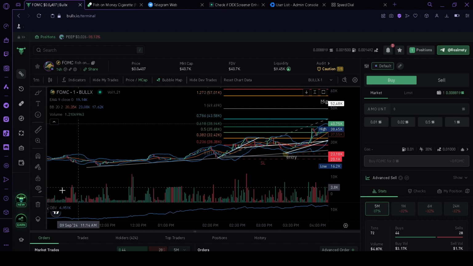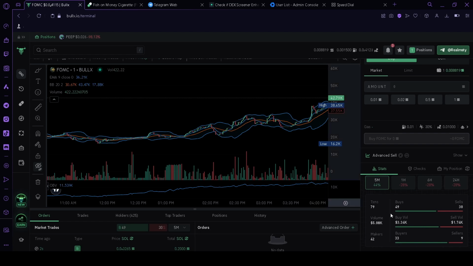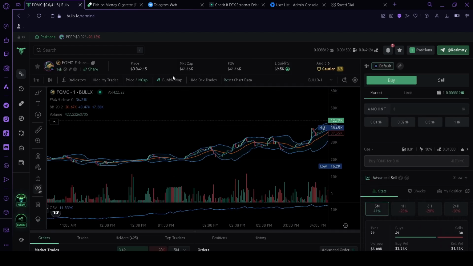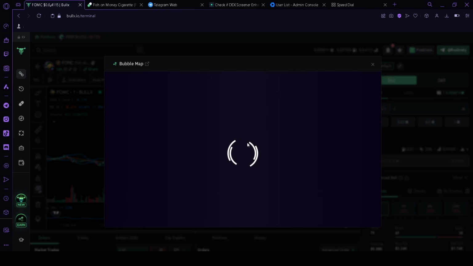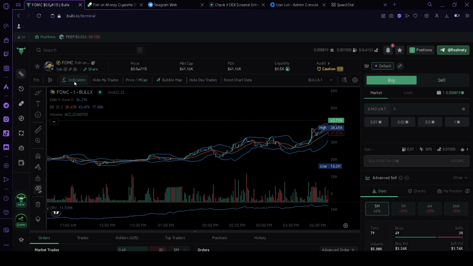When we first started, we saw that the coin had a good market cap, good volume, a good number of holders, and the dev had sold. So this is where we found the coin, and we decided to check it out. At that time the volume was pretty good, on the 50% level. Then we went to check the bubble map, and the distribution was pretty good.